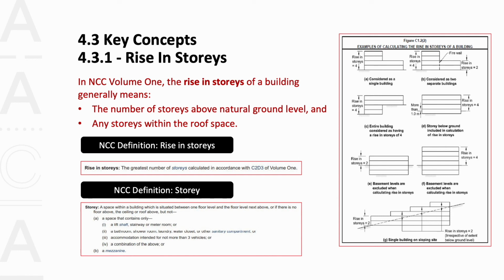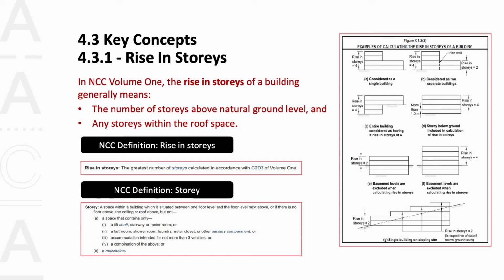In Volume 1, the rising stories of a building generally means the number of stories above the natural ground level and any story within roof space. I've included the definitions from the NCC for your reference for both rising story and a story itself. Figure C1.22, which you can see on the right, is also included on this slide. It will give you examples of calculating the rising stories of a building.